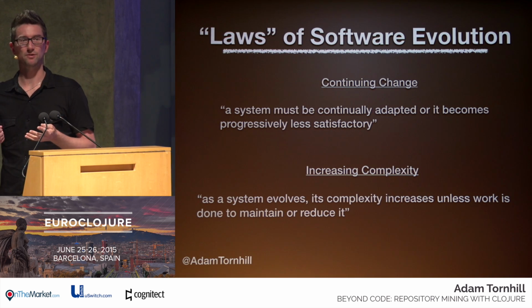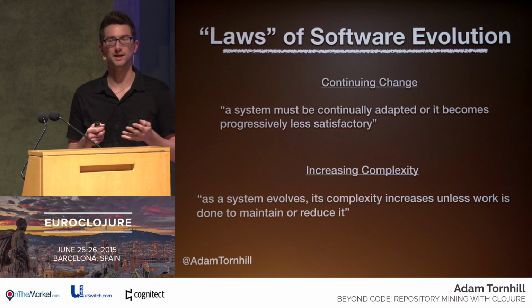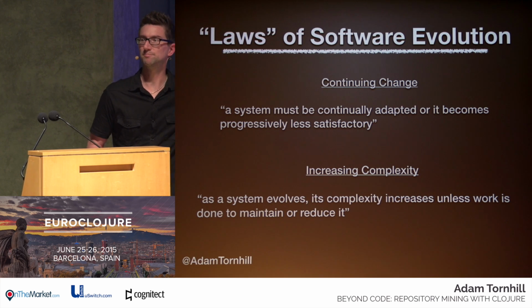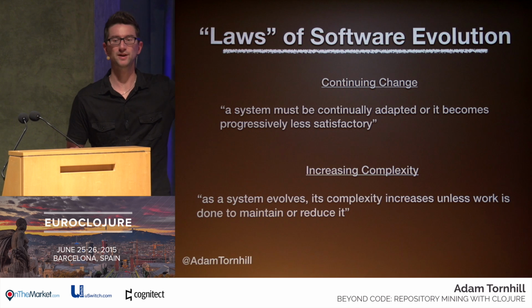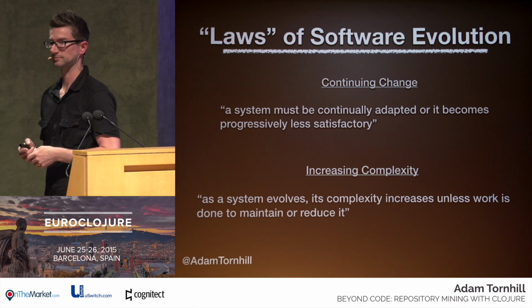What I like about these two laws is that there is some tension between them. On the one hand, our code has to evolve in order to stay useful, but when it evolves, it becomes more complicated. So we have to fight that somehow. This is a hard problem.